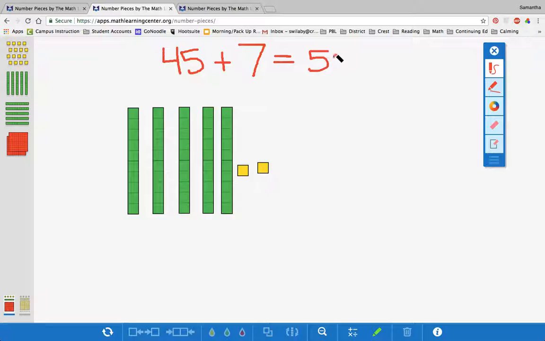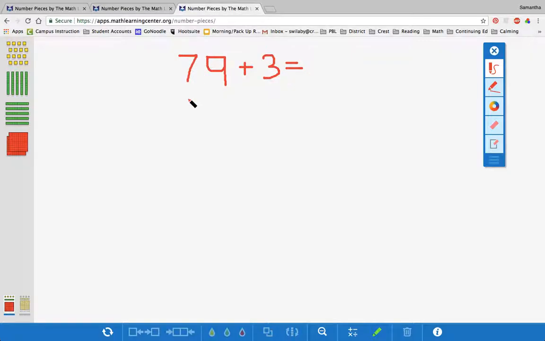For the next example, I'm going to put it up there and I want you to pause and solve on your own using base 10 blocks. You can either use your app, draw a picture, or use actual base 10 blocks from our math manipulatives. Once you've solved it, you can play the video and see how I solved it. Now that you've solved it on your own, let's watch and see how I did it.